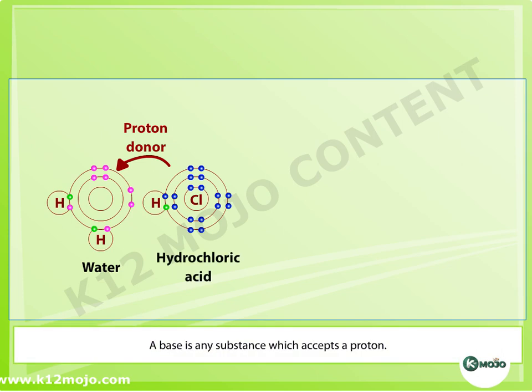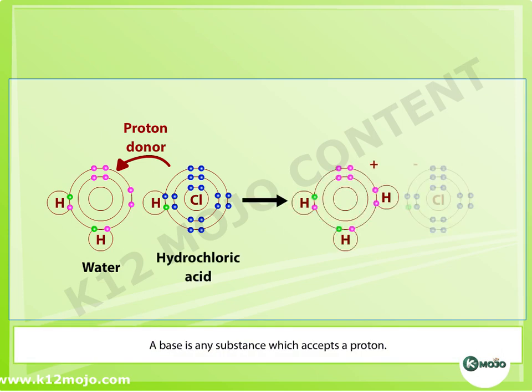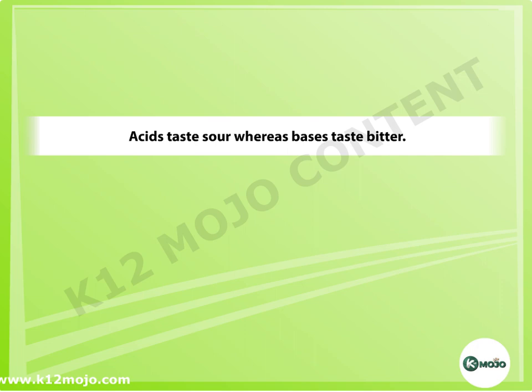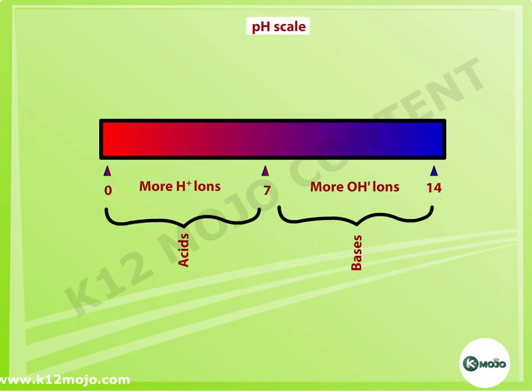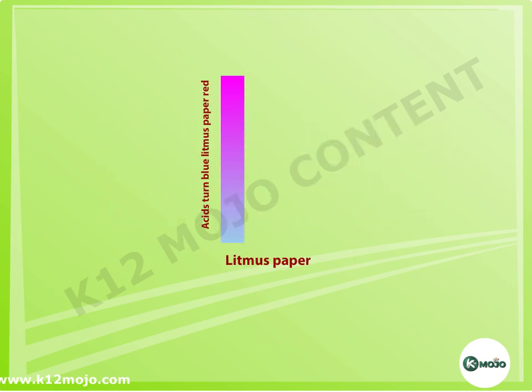A base is any substance which accepts a proton. Acids taste sour, whereas bases taste bitter. The pH value of an acid is less than 7.0, whereas the pH value of a base is greater than 7.0. Acids change litmus paper to red, whereas bases change litmus paper to blue.